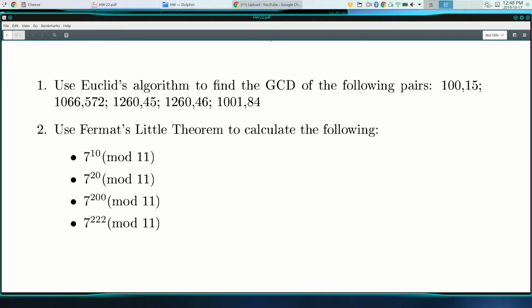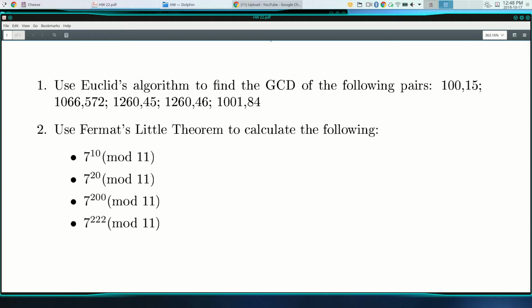7 times 15 is 105. 2 times 15 is 30, so 4 would be 60, and 6 would be 90. So it'd be 6 with a remainder of 10, so we put 10 here, and then 6 in that blank spot. So we put 6 times 15 plus 10 remaining.